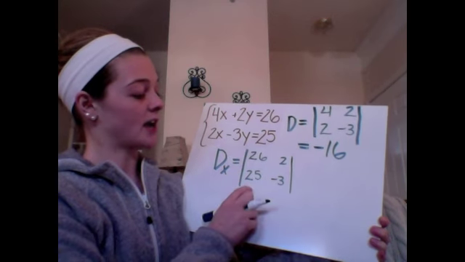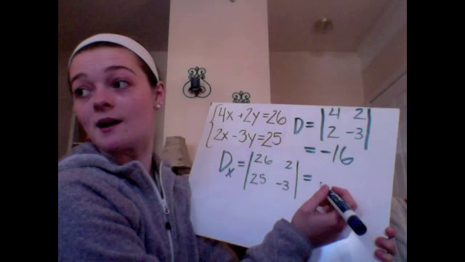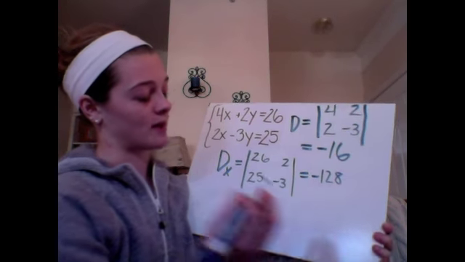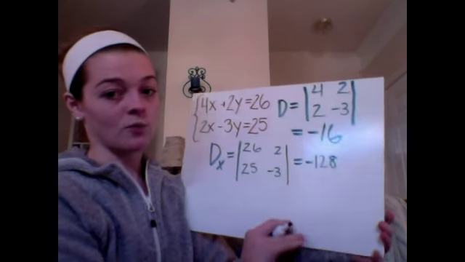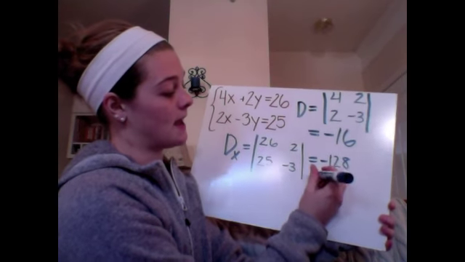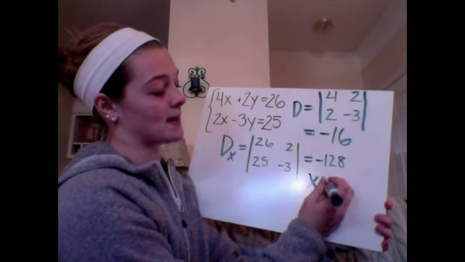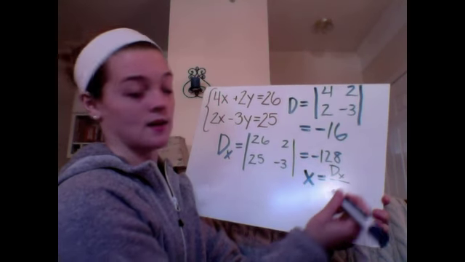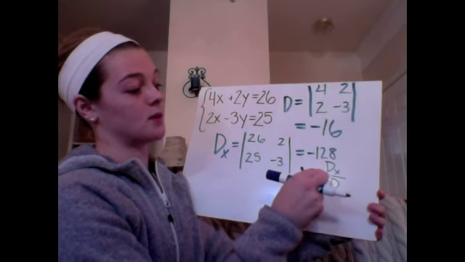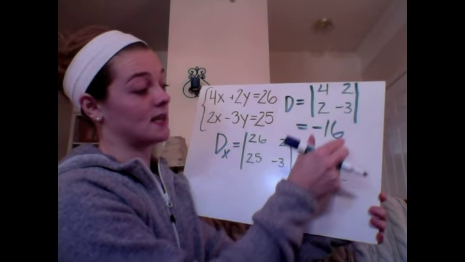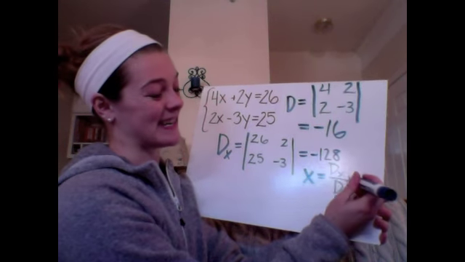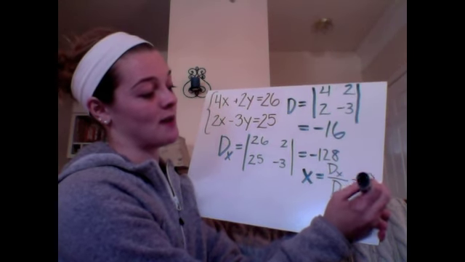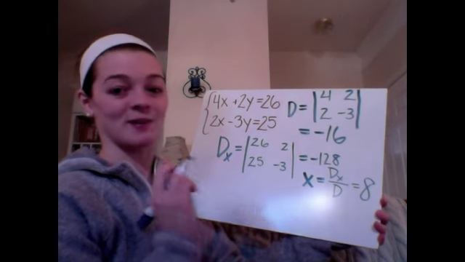So you're going to calculate this determinant. We calculated it to be -128. You can check my math if you're really questioning me. Alright, before I do y, let me just show you why we're doing this. To solve for the variable x, x is equal to that determinant Dx that we just did divided by the determinant D. So we're taking the -128 and dividing it by -16. And if you divide -128 by -16, you find that x is equal to 8. So far, so good.